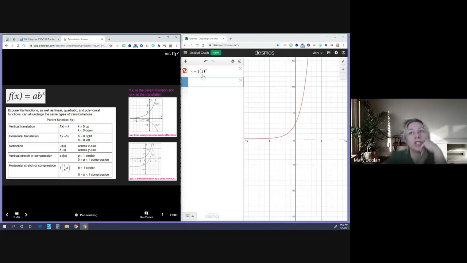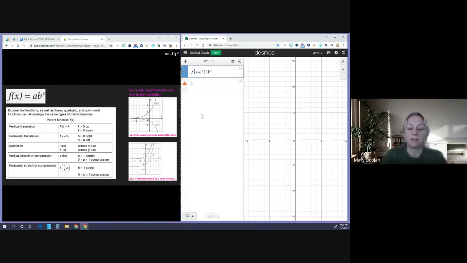All right, so if I want to change this parent function here, I'm going to write it again, but this time I choose f of x. Okay, it doesn't matter. It looks exactly the same. If I type y or f of x, it looks exactly the same. They're interchangeable, but we use f of x when we have function notation.